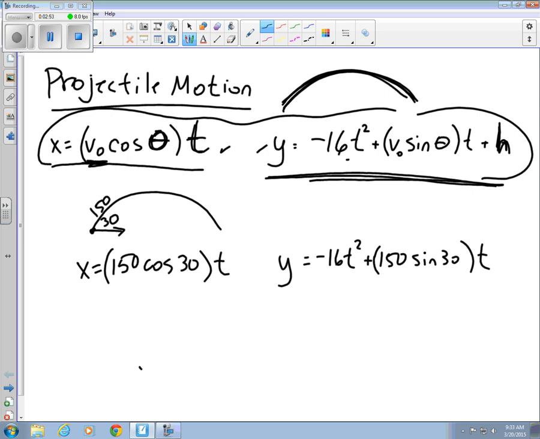Part B says, how long is the ball in the air? This is where you have to really think. You're trying to find t, which represents time. You have to ask yourself, how do I know when the ball is not in the air? The ball is not in the air when the height is 0, when it hits the ground right here. It's not in the air there, and it's not in the air here. So the height, which is the y value, is 0. So I'm going to set 0 equal to this.